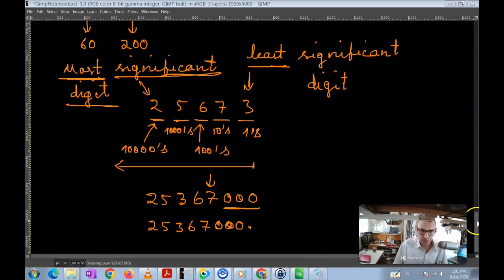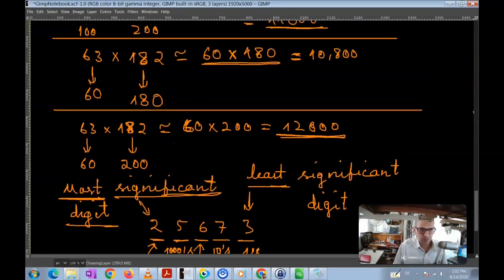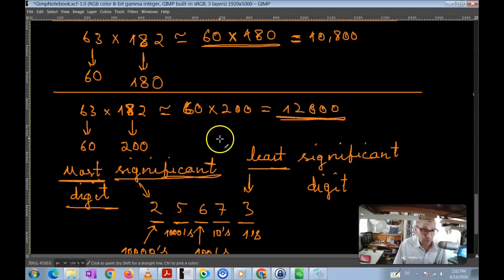Okay, so now what were we actually talking about over here? If I'm not mistaken, I lost track of what I was doing here. What we learned here was that you take your number over here, for example 63 times 182, and round this number to the tens place value, which is the largest place value in this number, and then you take the other number and round it to the hundreds place value, which is the most significant digit in the number.